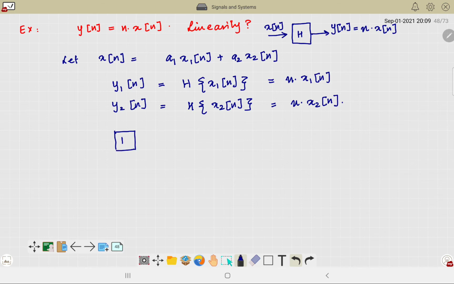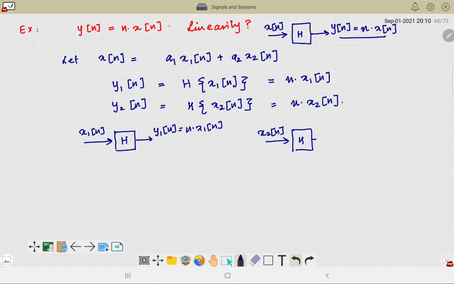So I am taking the system individually. I am giving the input x1(n), and it is giving me an output y1(n), which is equivalent to n times x1(n). Then again I am taking the system in isolation. This time I am feeding it with x2(n), and it is giving me y2(n), which is equivalent to n times x2(n).